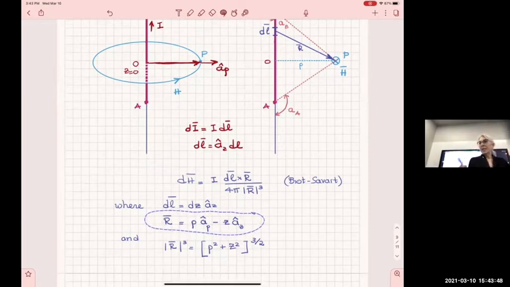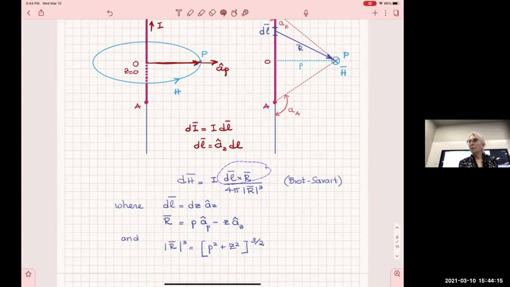The key in this Biot-Savart law is to identify these two vectors. If you do not identify these two vectors, it's going to be extremely difficult to solve the problem using Biot-Savart. All right? So when you try to solve examples with Biot-Savart, try yourself. It's one thing to understand when you see something, it's another thing to do it yourself.